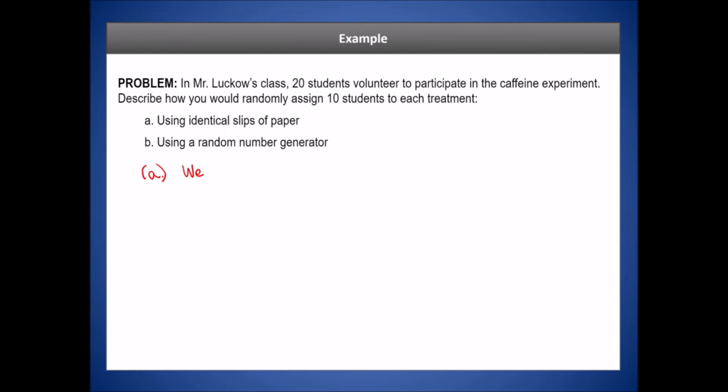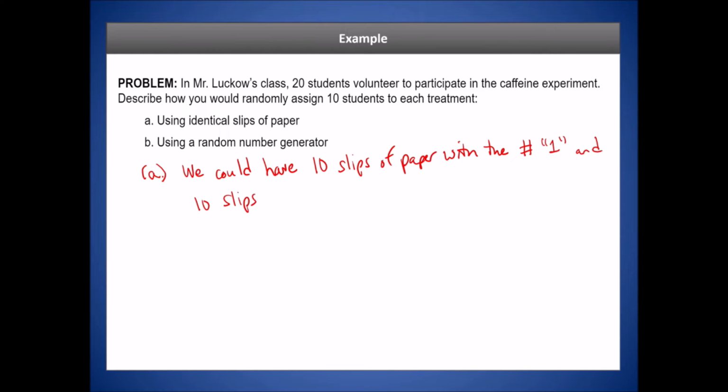So we could have 10 slips of paper with the number 1, right? And 10 slips with the number 2. And I'm putting this in quotes, you know. So they can have number 1 on one of them, number 2 on the other one. Now, number 1 could be the treatment group, number 2 could be the non-treatment group, right? And that'll tell them which group they're in. Okay, so 10 slips with 1, 10 slips with 2. Then you mix the slips of paper because you want them to be truly random, right? So you're going to mix the slips of paper and have a student select 1.